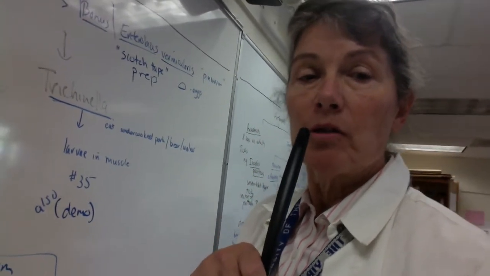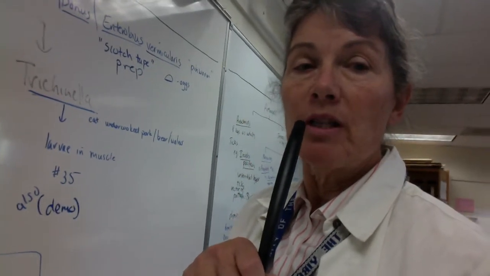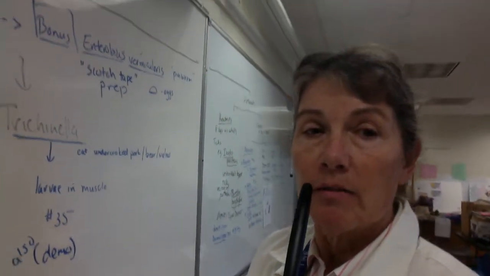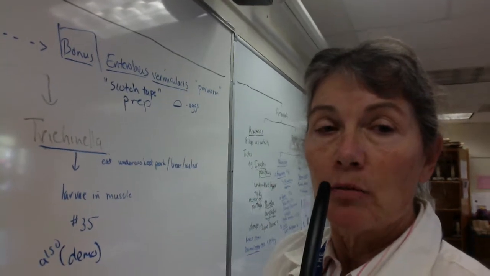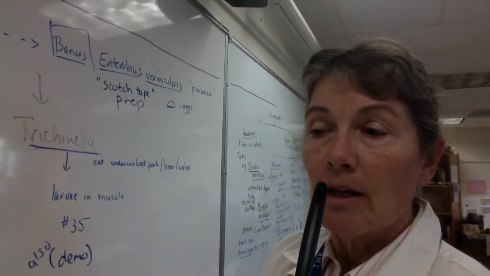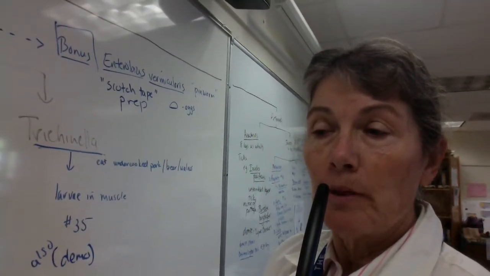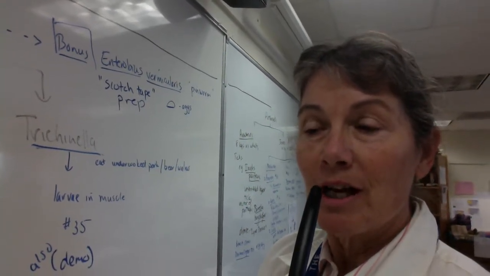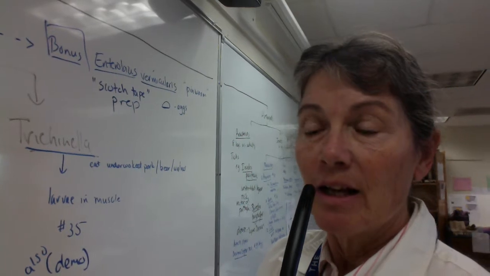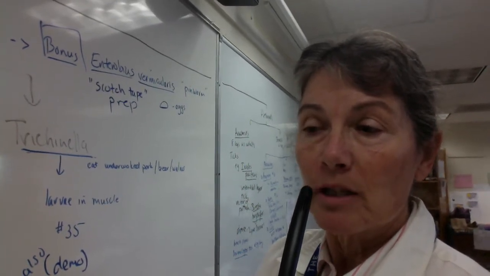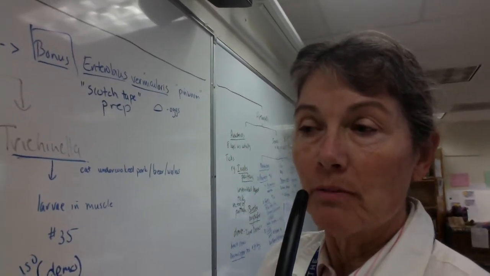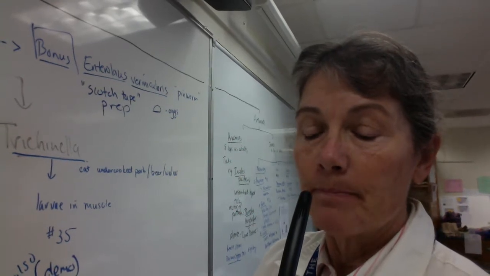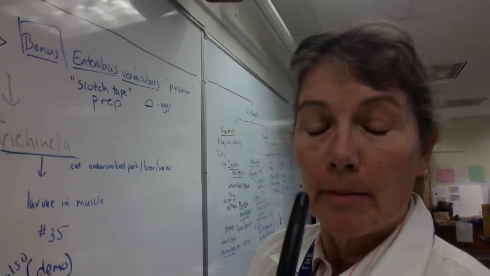Now, with regard to bonus questions, and I'll post these on Canvas, a bonus nematode is a really common helminth infection of children, Enterobius vermicularis, the pinworm. We can use Scotch tape to gather the eggs from around the anus and then place the Scotch tape on a microscope slide to look for eggs. And again, we'll post some photomicrographs on Canvas.